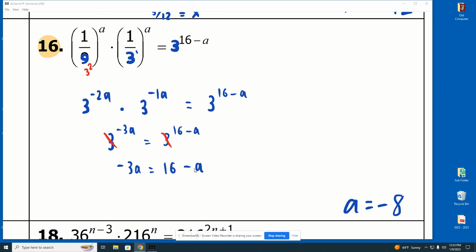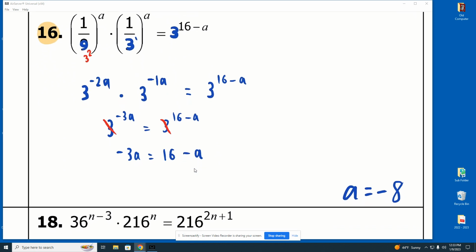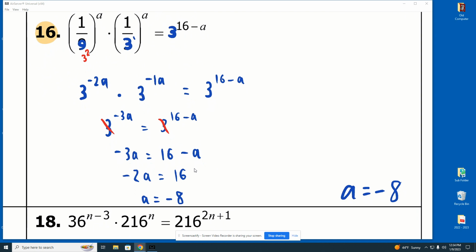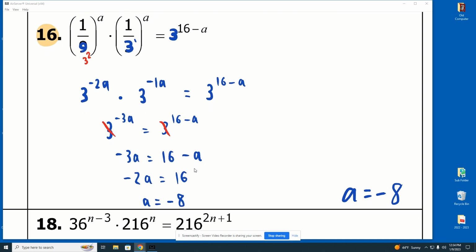What did y'all do first here? Did y'all move the negative 3a or did y'all move the negative a? Yeah, I think I moved that negative a too. I added a. What's negative 3a plus a? So negative 2a equals 16. Lastly, divide by negative 2, a equals negative 8. And that's it. Okay? What y'all think? Not too bad, right?